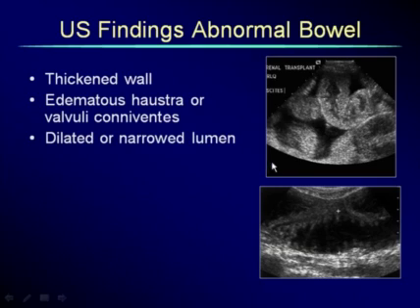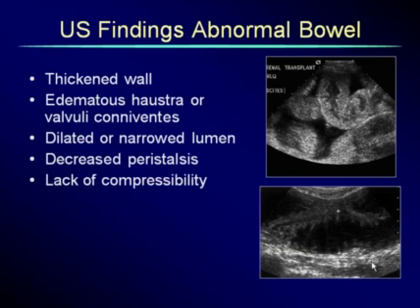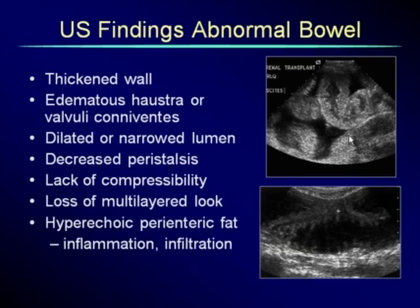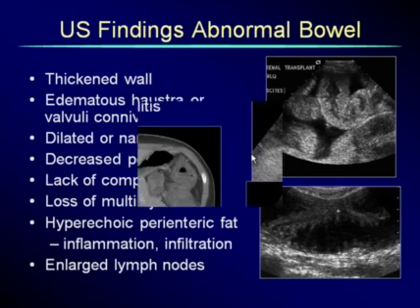Sometimes the loops are dilated, filled with fluid. Sometimes they're narrowed or strictured. They have decreased peristalsis. They don't compress well as they're distended. They start losing their multi-layered look because of the edema invading the wall. Surrounding fat may be hyperechoic due to the inflammation and infiltration. And occasionally we may pick up abnormally enlarged lymph nodes.